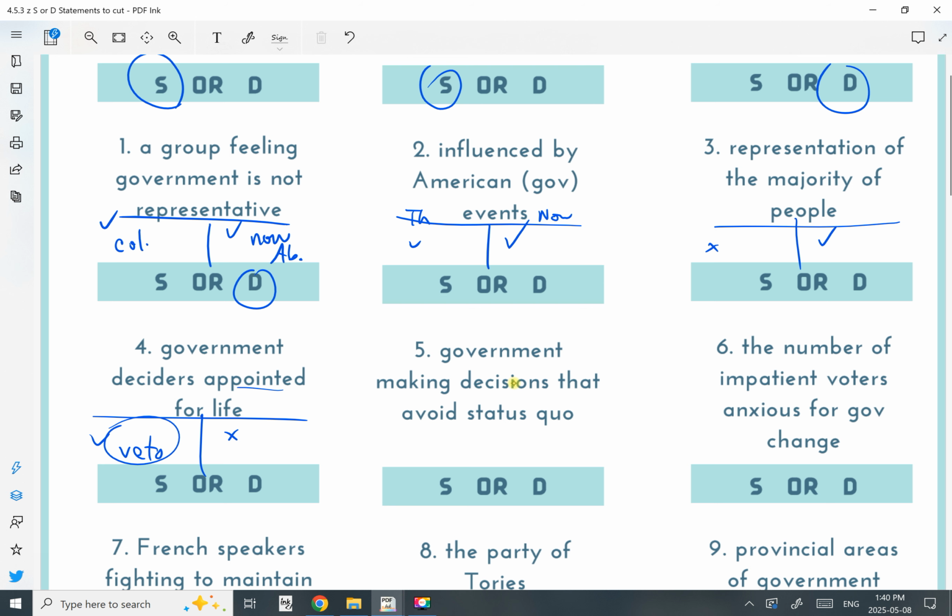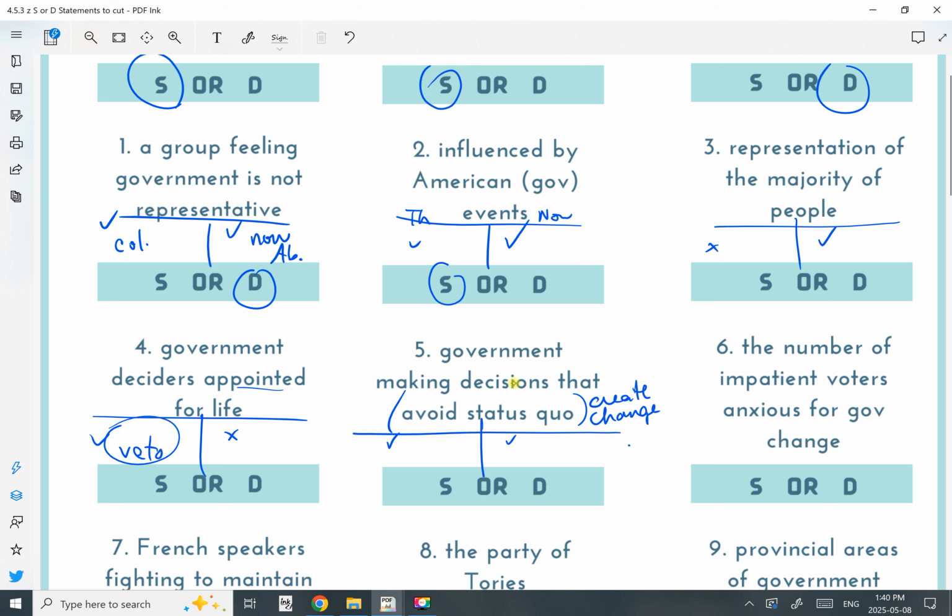Government making decisions that avoid status quo. What this means is that they create change. So then, were there government choices that created change? Yeah. The Act of Union created change, yes. Now, do we still have that today? Yeah. Government makes decisions creating change. You could even talk about Alberta, a sovereign Alberta within a united Canada, or something like that. But you could argue that, so similar.